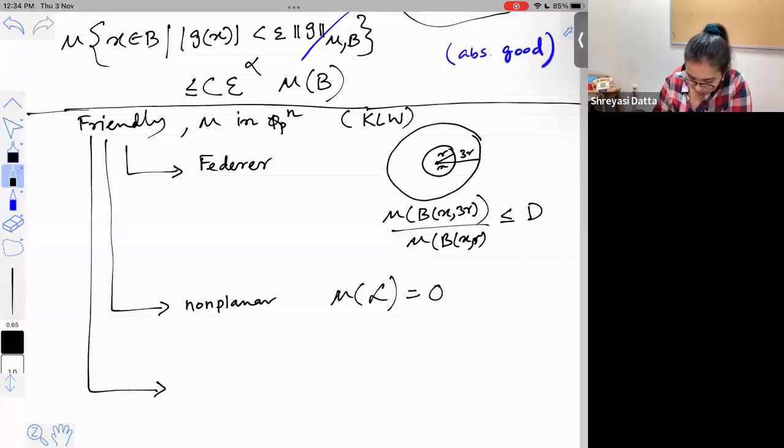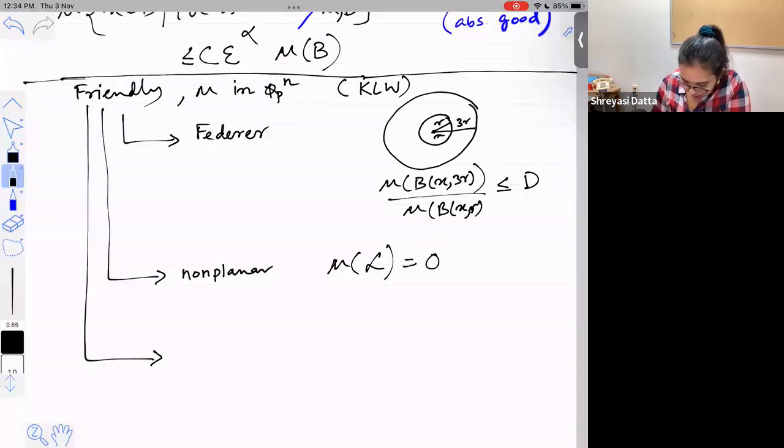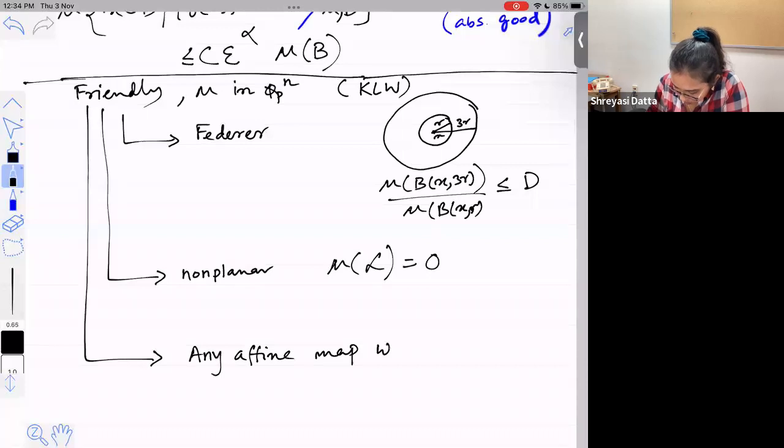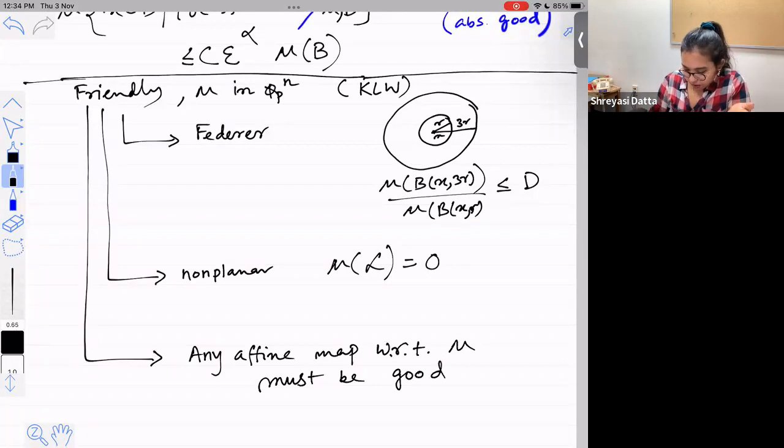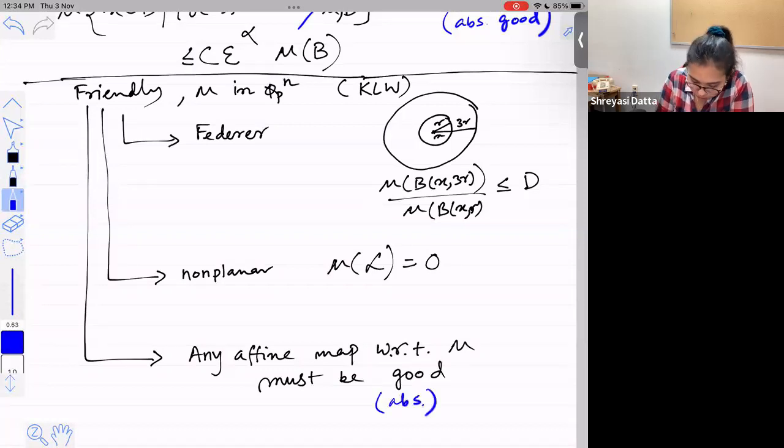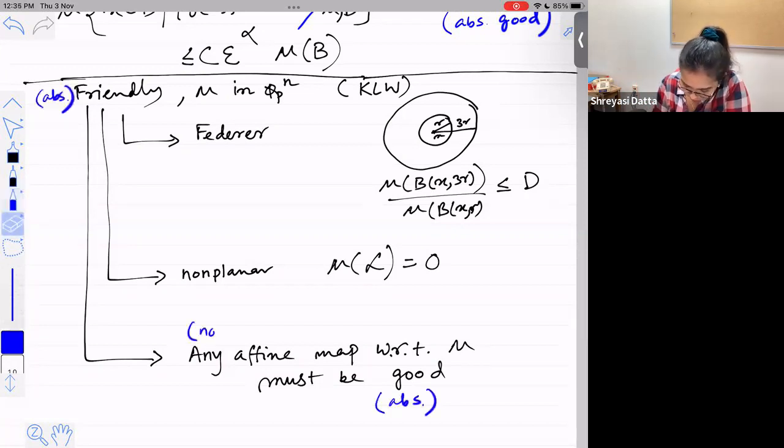And then the third most interesting property is that any affine map with respect to this measure must be good. And similarly, if you replace this good by absolutely good, you say that it is absolutely friendly. So you can think about the last condition, which is called the decaying condition.